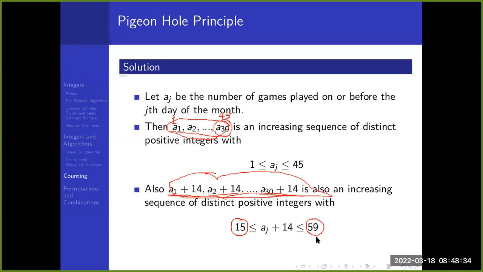So we can combine these two ideas. We have a set of 60 numbers, and none of those 60 numbers exceed 59. The most they can be is 59.